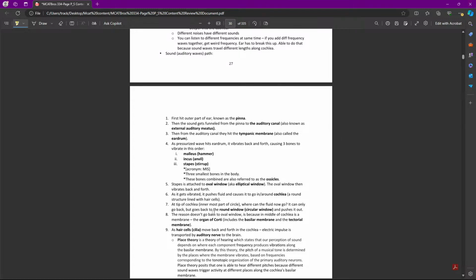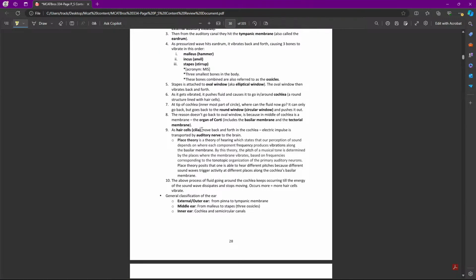So at the tip of the cochlea, it can only go back against the round window and push it out. The reason it doesn't go back to the oval window is because in the middle of the cochlea is a membrane containing the organ of Corti, which I was talking about earlier, that contains the hair cells that convert the sound waves into electrical impulses and are transported by the auditory nerve into the brain through the thalamus, and then from the thalamus a specific nucleus that goes to the temporal region of the brain.